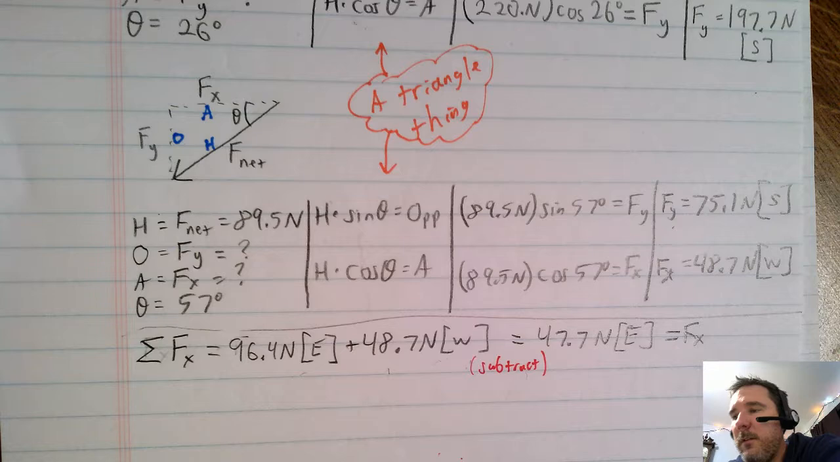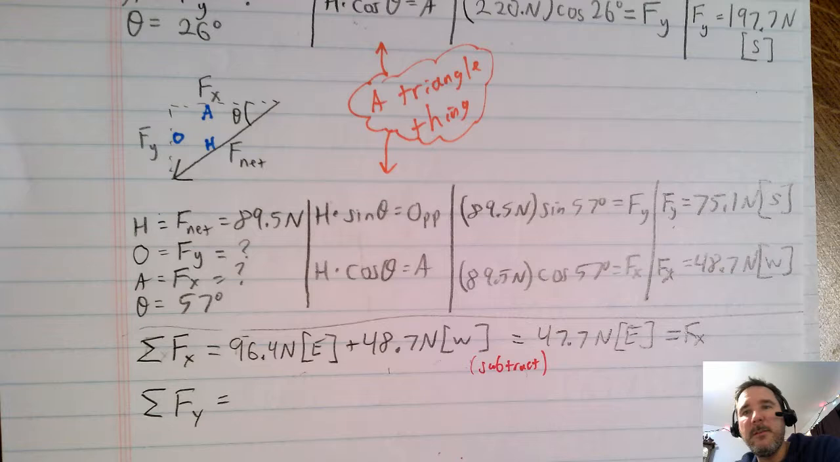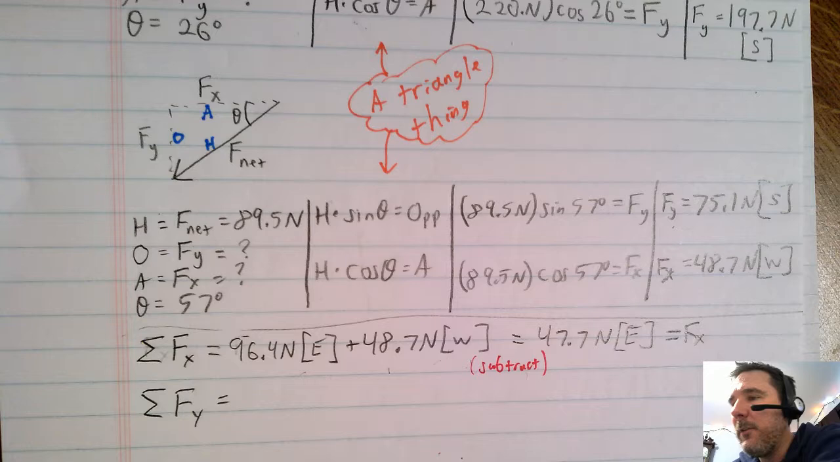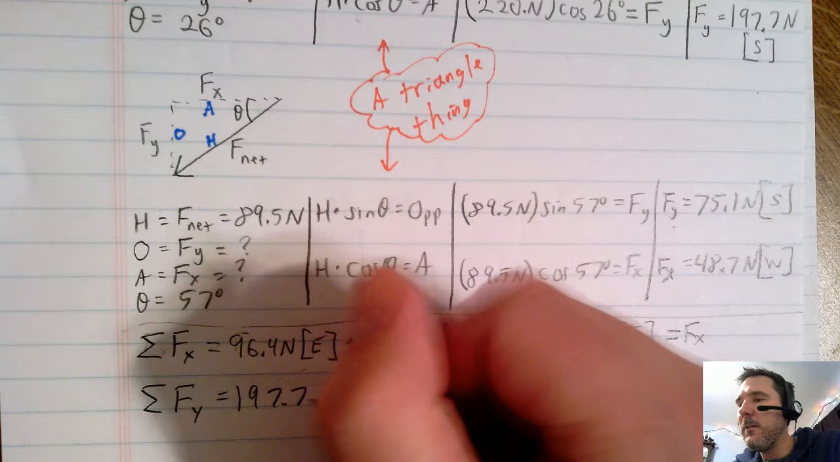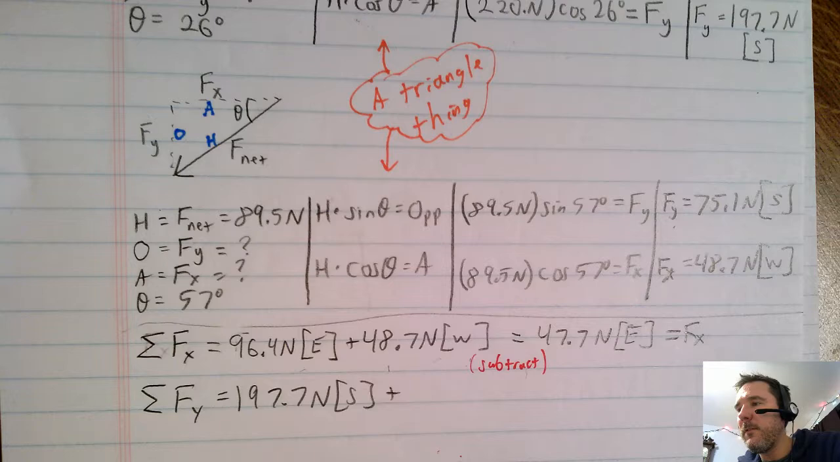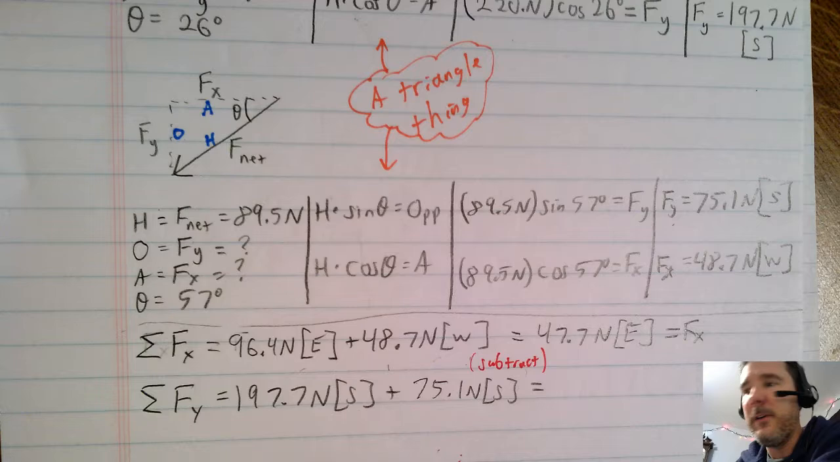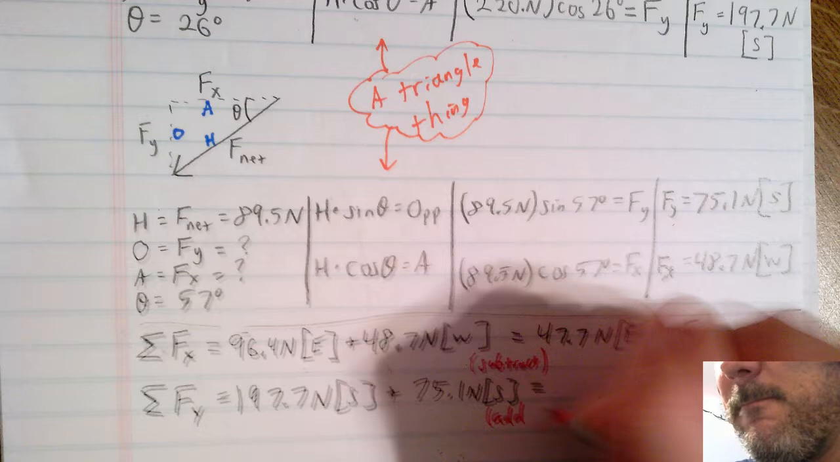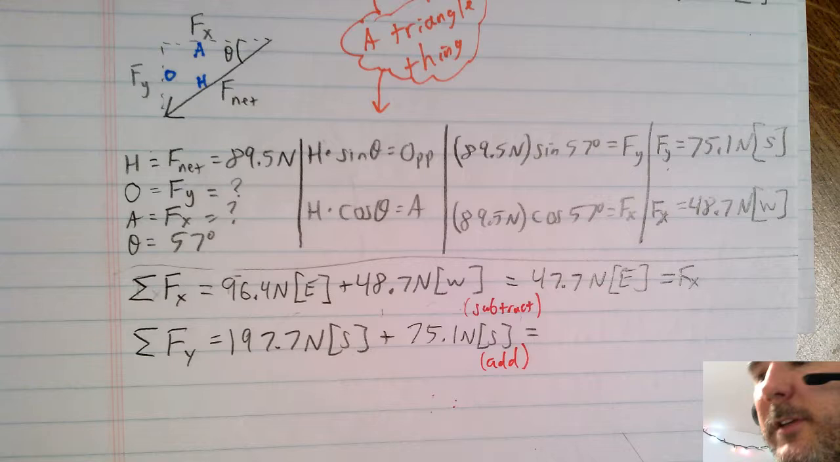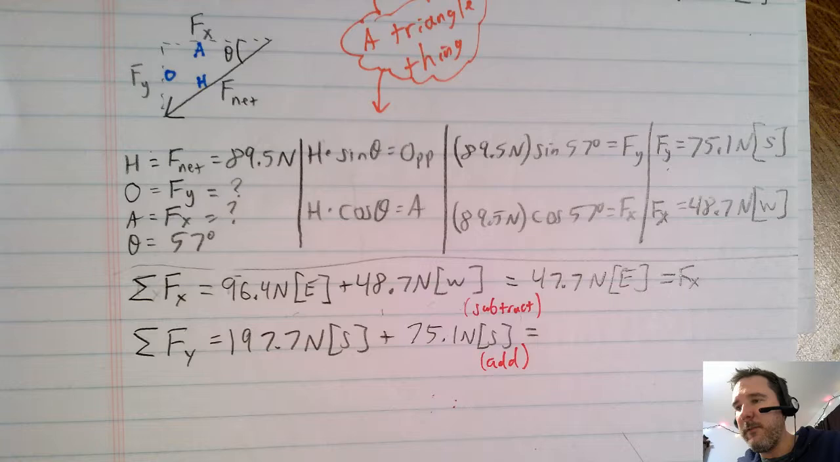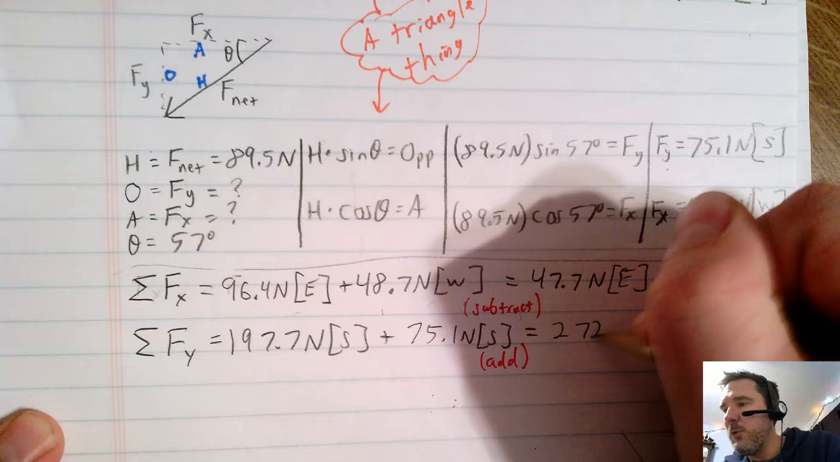The sum of my Fy's is going to be similar. Well, you'll see. Not similar, but, well, yeah, similar. We have 197.7 newtons to the south plus 75.1 newtons to the south. All right. They're the same. They're both south, so I'm going to add. Scooch that up a bit. And once again, I can do that in my head. 197.7 plus 75.1. So I got a big old number, 272.8 newtons to the south.